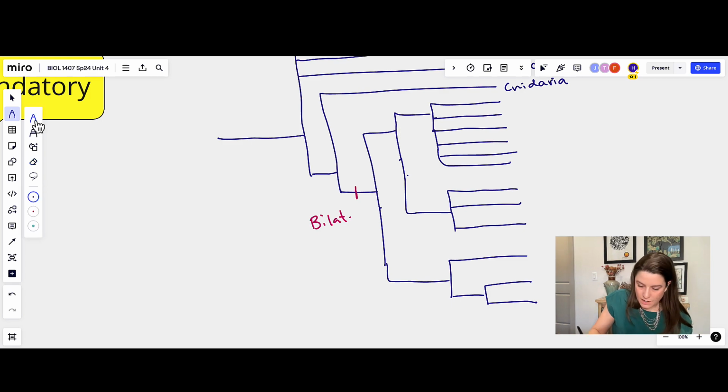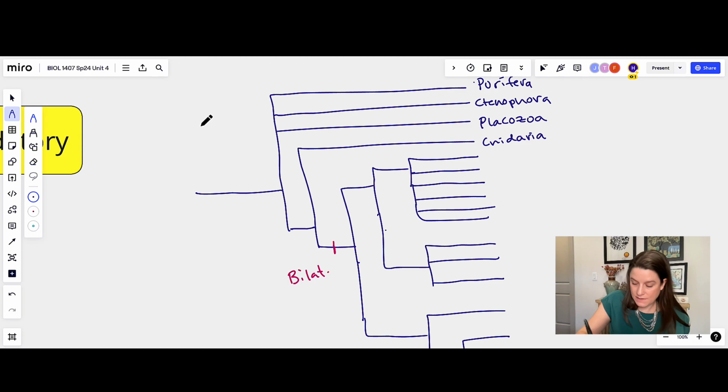Good enough. Okay, so now we're on the Platyhelminthes.